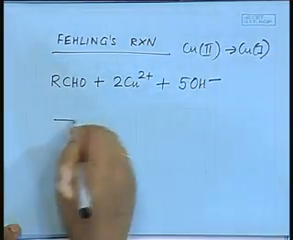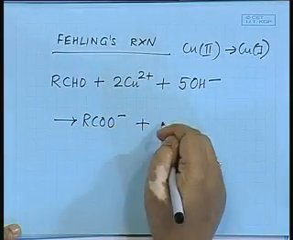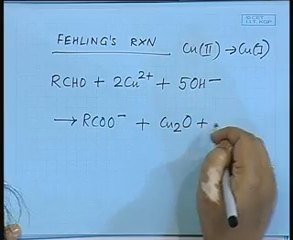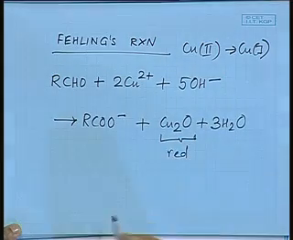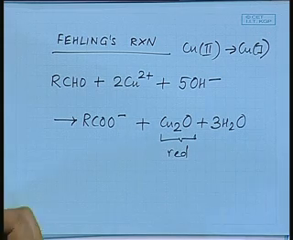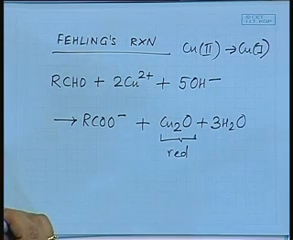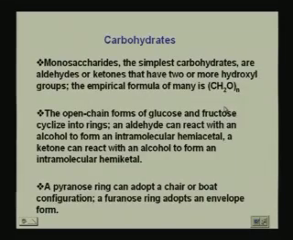5OH minus going to, so what are we going to have here? Oxidation, Cu2O plus 3H2O, and this red coloration is going to be an indicator of the presence of glucose, or the presence of a reducing sugar. So, we have our beta D glucose, the D glucose in the linear form forming the gluconate, right. Okay. So, this is basically what we did today.